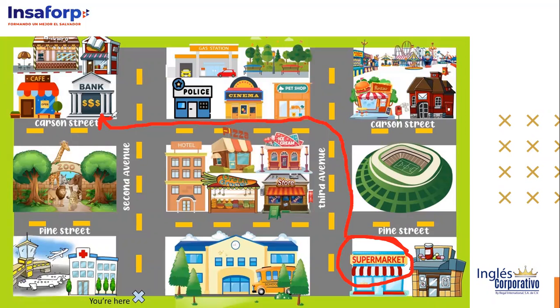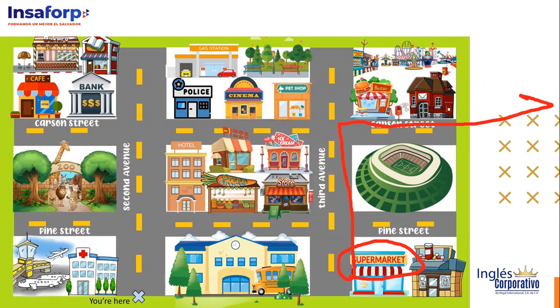Go up on Third Avenue. Go up Third Avenue. Okay. Turn left or turn right? Turn left. Turn right. Right on Carson Street. Look where it takes me. Turn left. This GPS is bad. Left, sorry. Turn left on Carson Street.